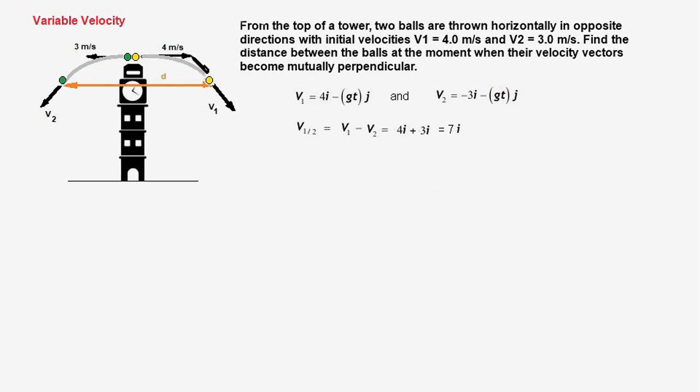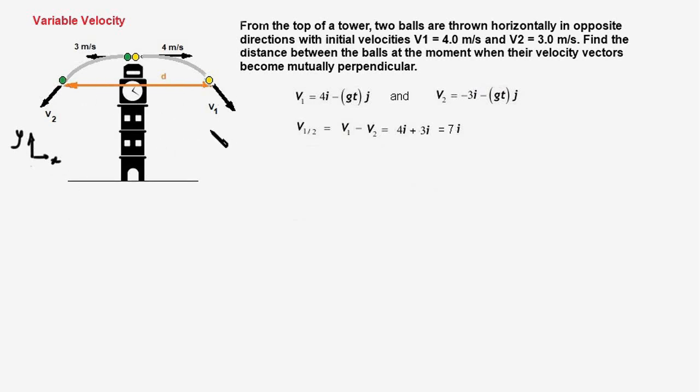Its horizontal velocity will not change, but its vertical velocity will grow from 0 to gt in downwards direction in time t. And similarly, this ball would have a vertical velocity of gt in downward direction when it reaches this point. Its horizontal velocity will remain at 3 meters per second in minus x direction. This is x and this is y. So after time t, the balls reach these two locations and we have to find the distance between the two.